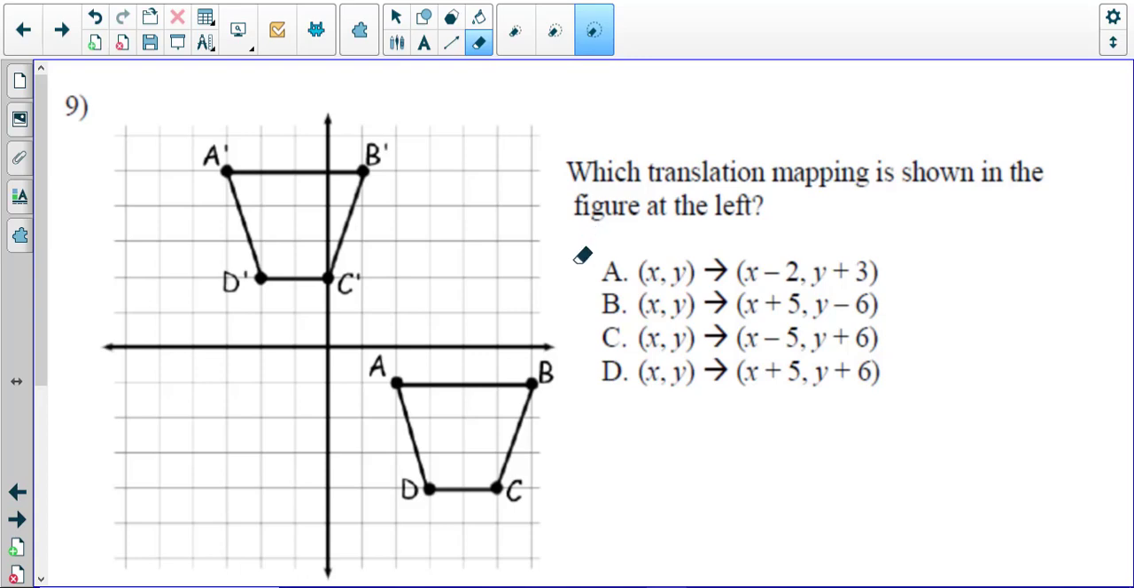Since last year, I've added some new questions to the Translations on the Coordinate Plane guided notes. So this video is going to cover numbers 9 through 13 from those notes, which are the new questions that were just added this year. Let's begin with number 9.